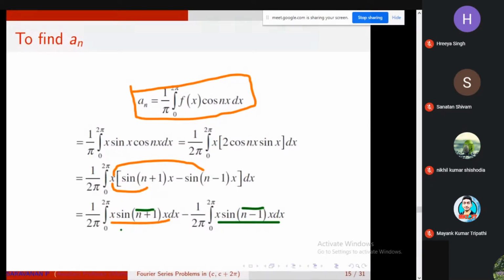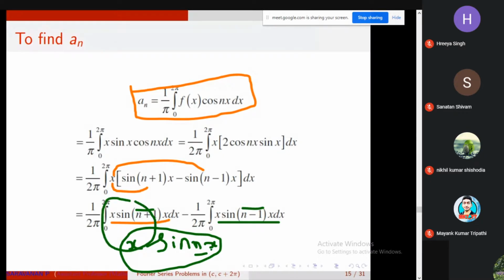So this is somehow similar to x into sin nx term. But in the first integral, instead of n, we have got n plus 1. In the second integral, instead of n, we have got n minus 1. So what you can do is, you can consider this x into sin nx and integrate this. Then wherever n is there, you can replace n plus 1 to get the first integral, and wherever n is there, you can replace n minus 1 to get the second integral. So it's very simple. This is one shortcut method.